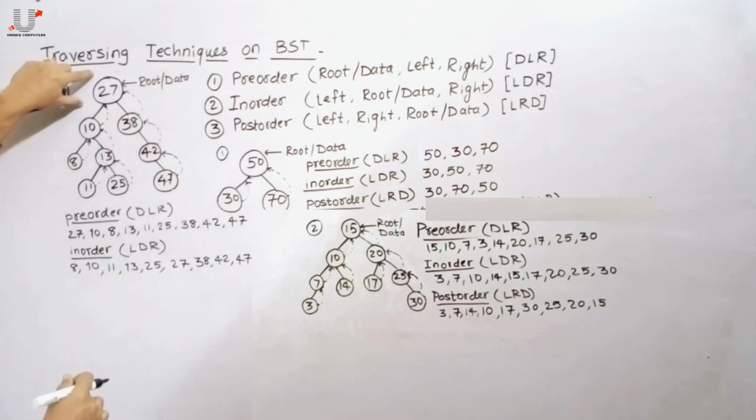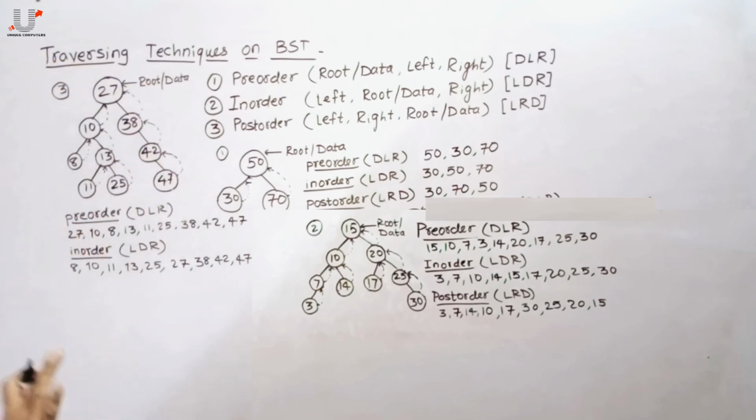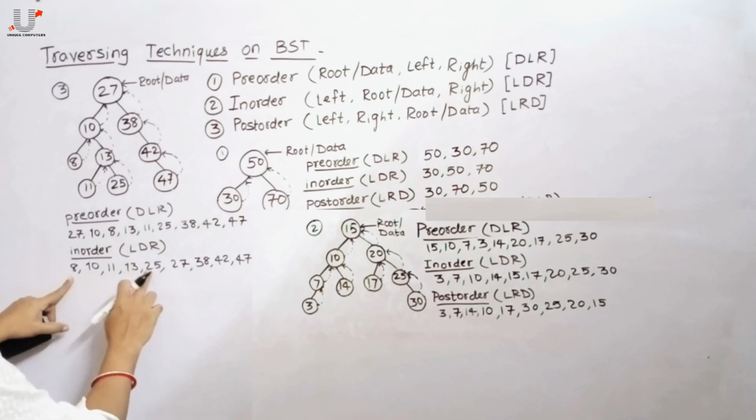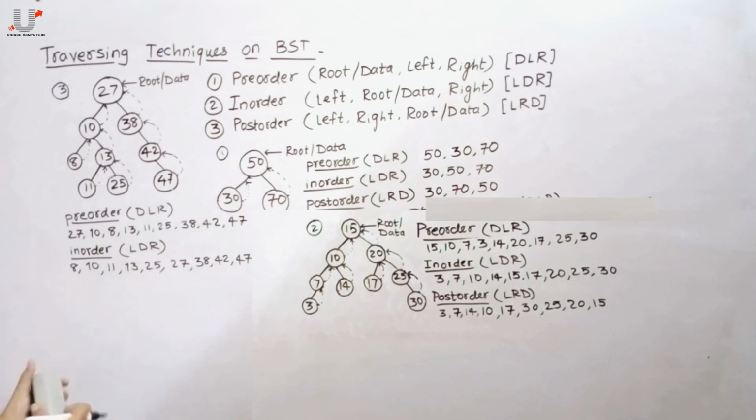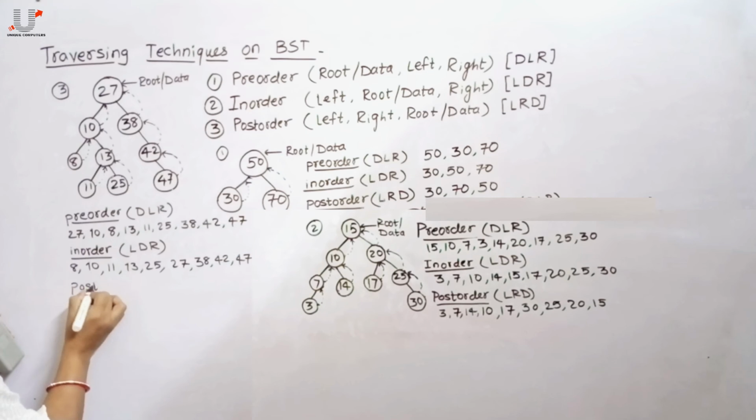For this 27, left, data and right, all the nodes are processed. 1 2 3 4 5 6 7 8 9. So all the 9 nodes are present in the in-order traversal. Then the last is post order.